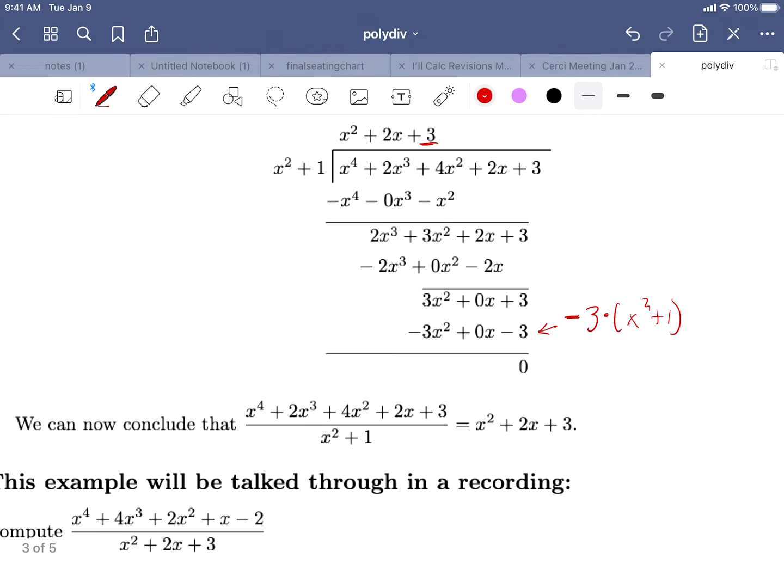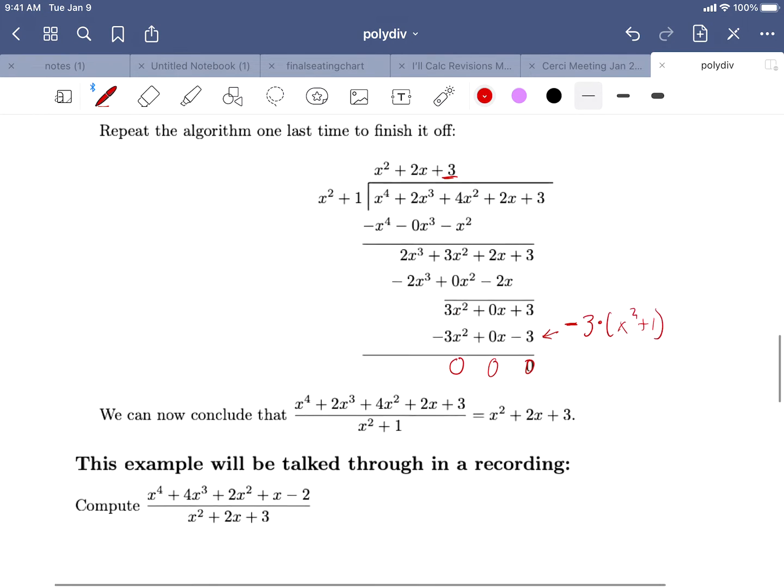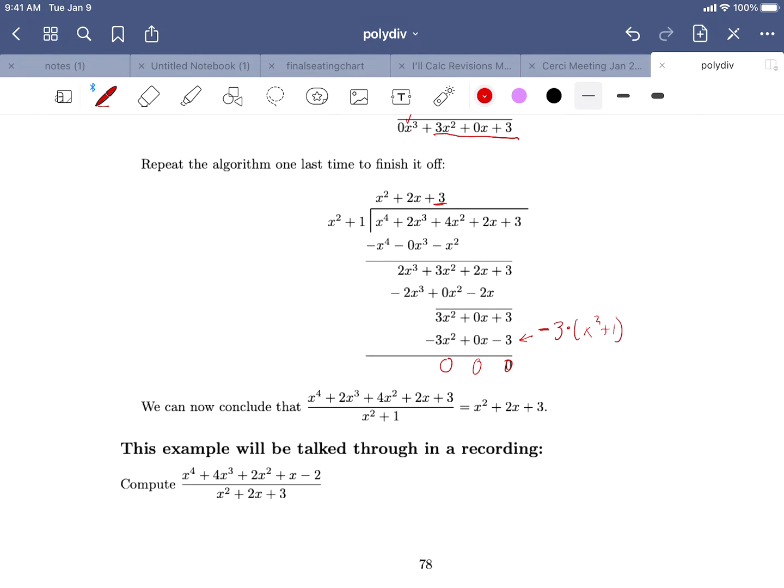We do the subtraction. 3x squared minus 3x squared is 0. 0x minus 0x is 0. 3 minus 3 is 0. So now that I'm down to 0, I know that the result of division is exact. This was like the thing I was calling an error term in the guess we have so far. So we have no error, and the guess is in fact just correct.